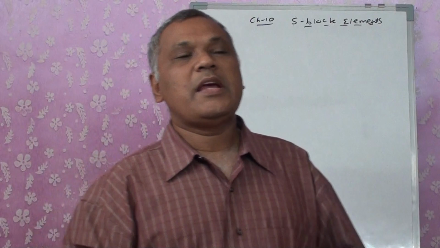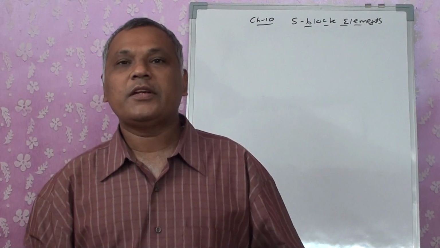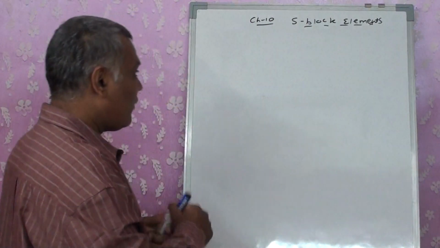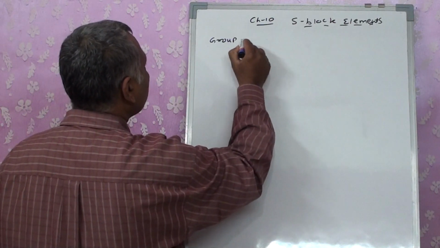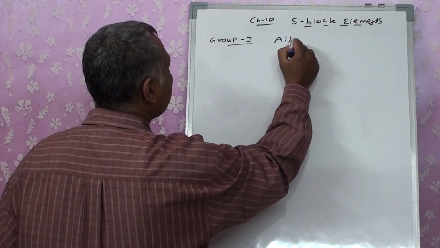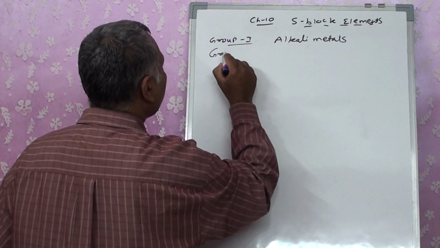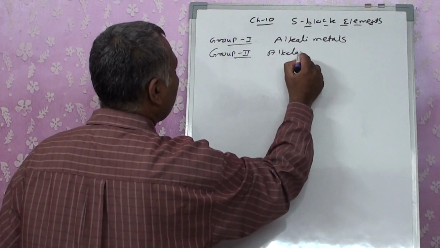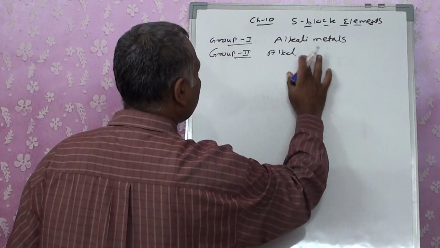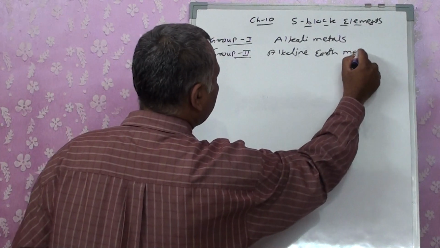The s-block elements have specifically only two groups. The reason is that the s orbital can hold a maximum of 2 electrons, so there are only two groups. The s-block in the periodic table has group 1, which is termed alkali metals, and the second, group 2, which is termed alkaline earth metals.